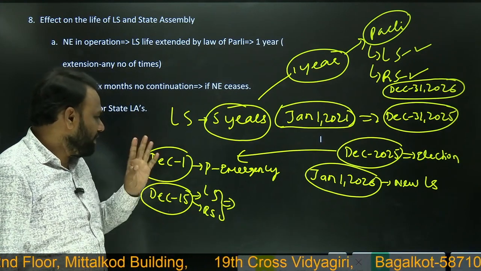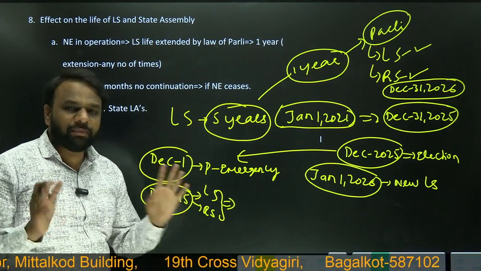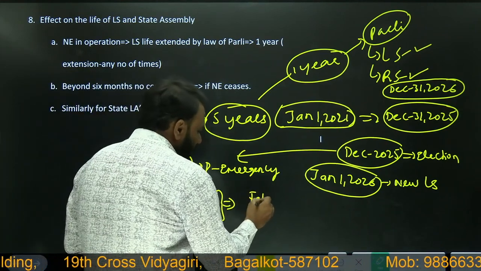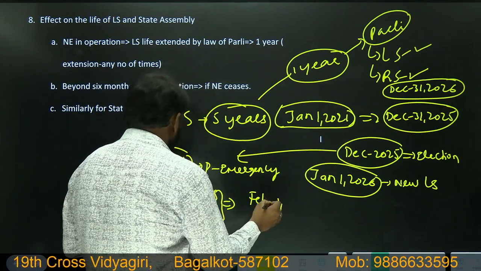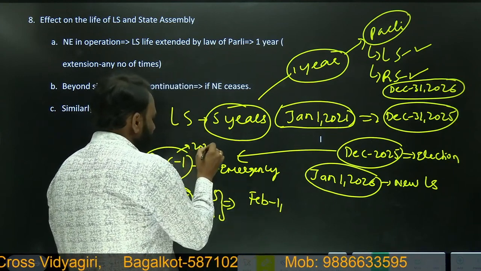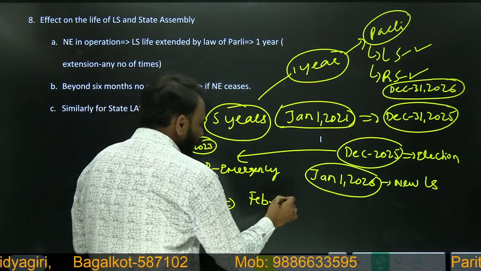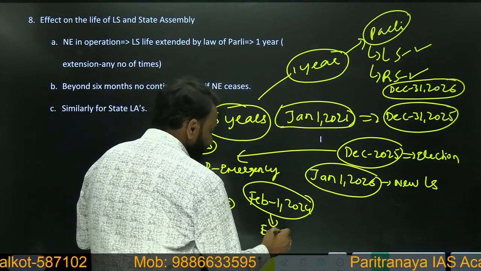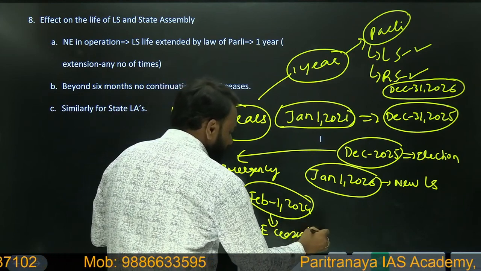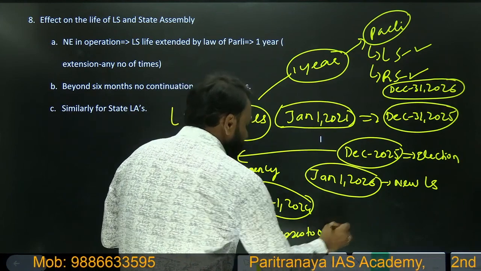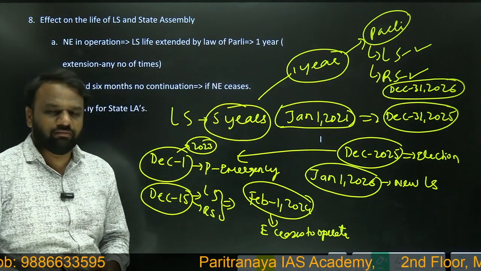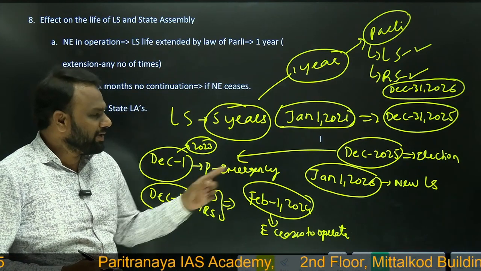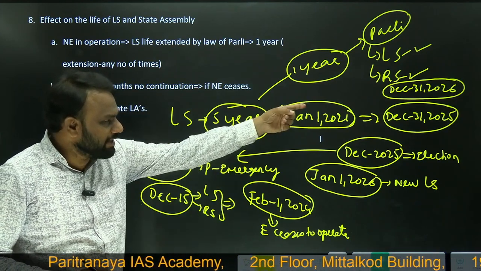on December 1 we have declared emergency. Because of some reasons, let us assume on February 1, 2024, the emergency ceases to operate. So let us assume on February 1, emergency is revoked by President. Because of some reasons, President has revoked it. Now, in this case, whether the life of Lok Sabha will extend till December 31, 2026?